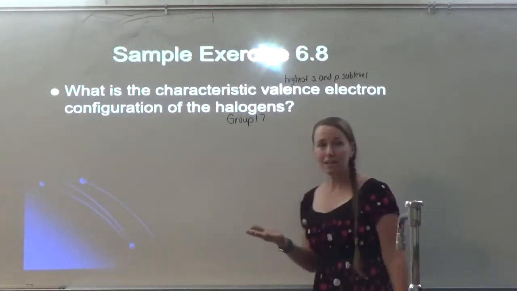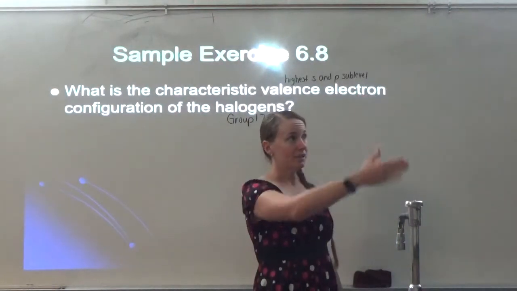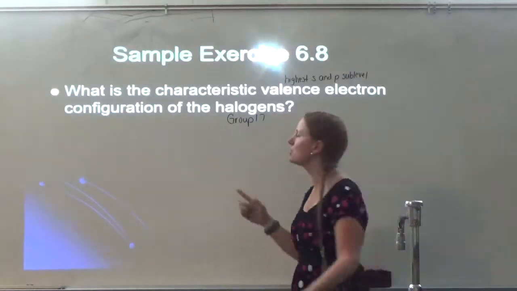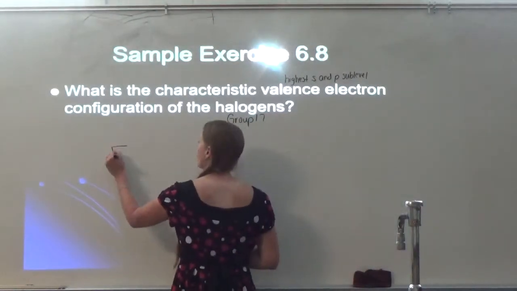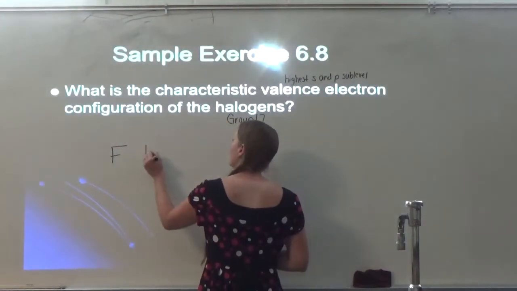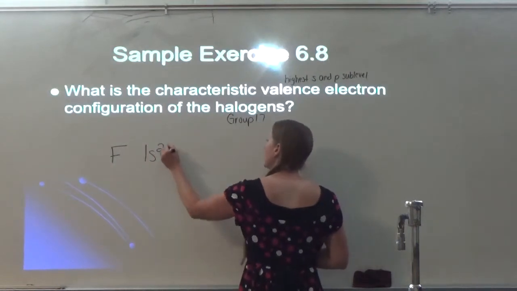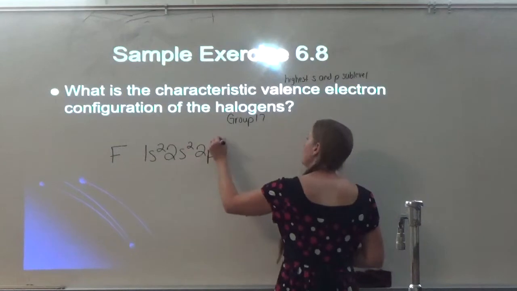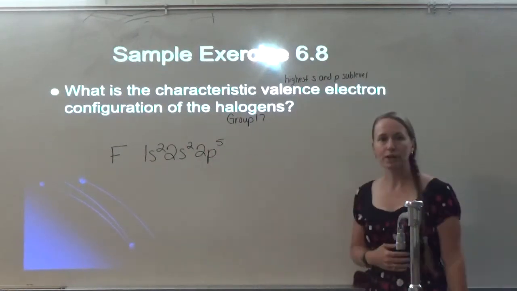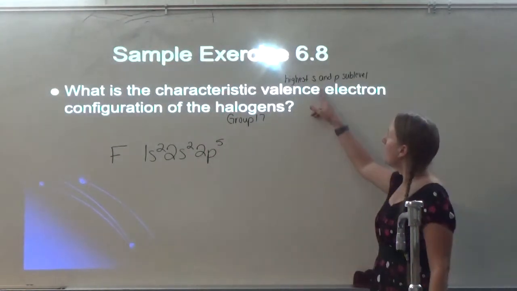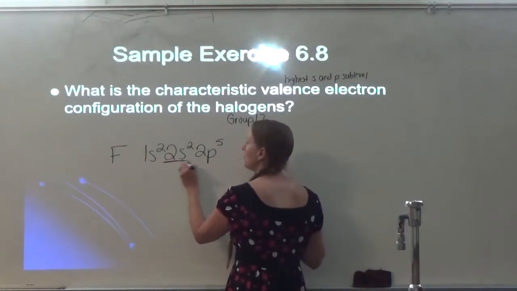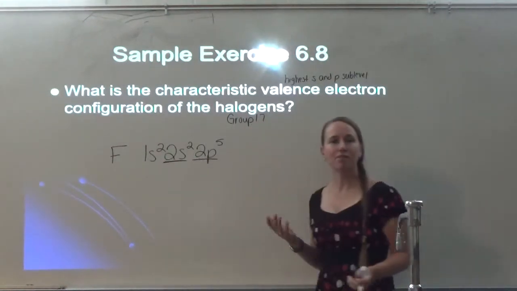So for our halogens, it's in group 17. Let's just pick one, just so I can show you an example. Let's pick fluorine. I have 1s2 for hydrogen and helium, 2s2 for lithium and beryllium, 2p5. That would get me to fluorine. So it's the highest S and P. If you look, my highest is 2s2, 2p5.